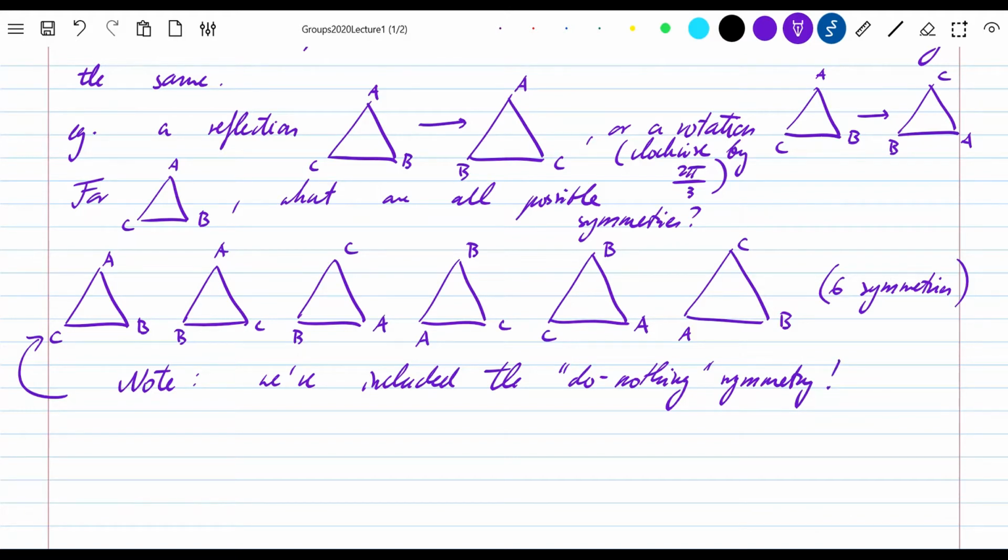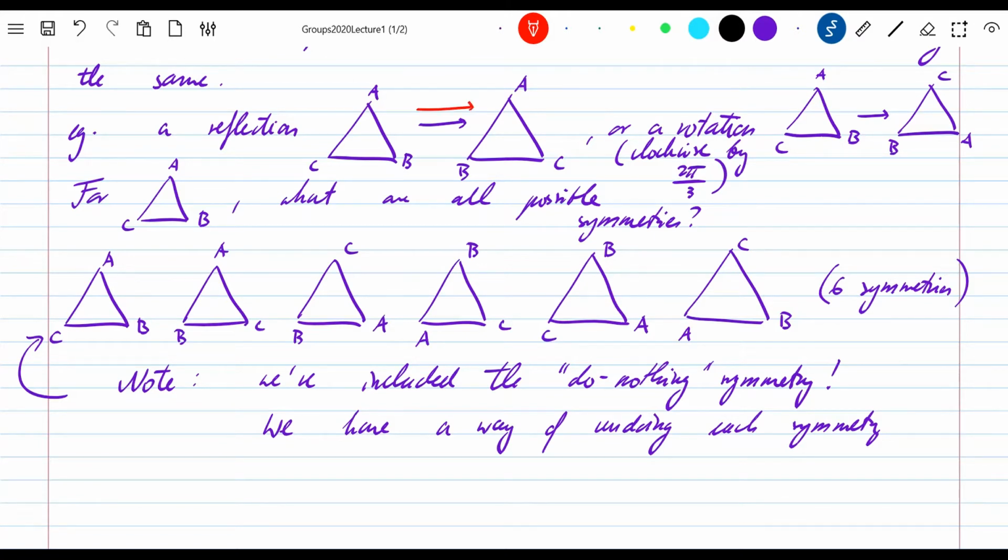Another thing to note is that we have a way of reversing each of these symmetries using another symmetry. So we have a way of undoing or reversing each symmetry. Just to give you an example, in the example of our reflection here, we can do this reflection, but then we can just do the same reflection again, and what we'll get back is the original triangle. So we have a way of reversing that symmetry using another symmetry.